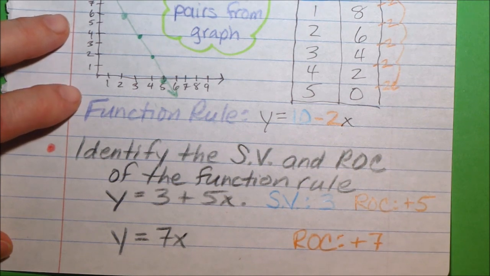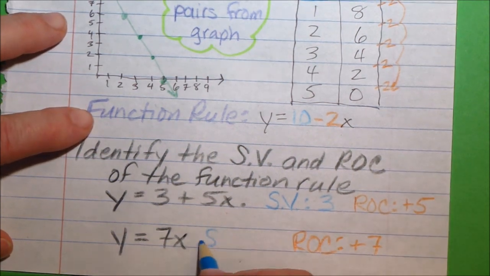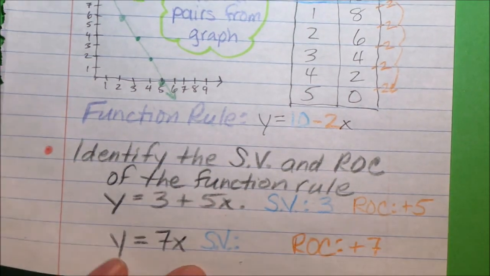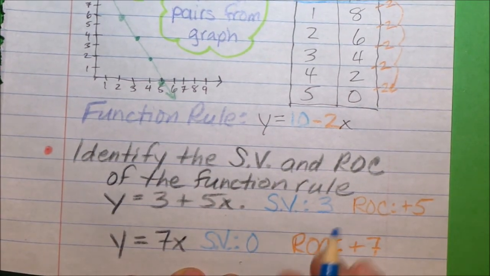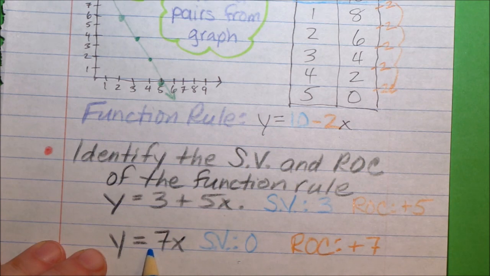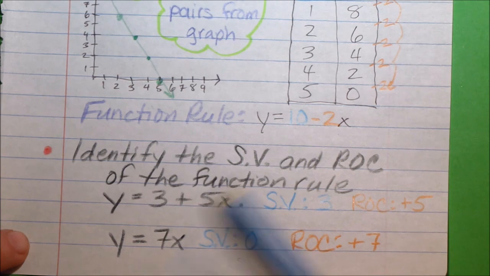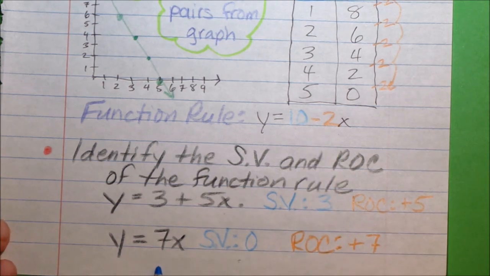Okay, but what's the start value? It's not showing me a start value. So if it doesn't show you a start value, that means it's 0. And there's no reason to put 0 plus 7x, because 0 plus anything doesn't change anything. There's just no reason. So they just kind of kick it out, and that's what your function rule will look like.